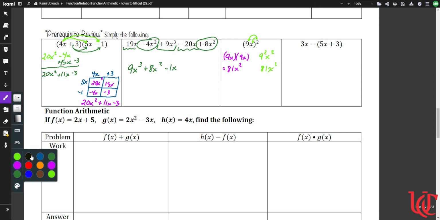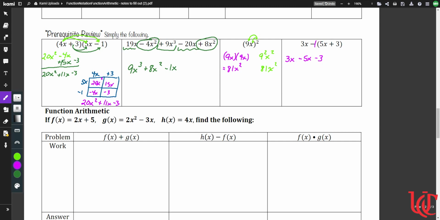All right, looking at the next one, there is this negative sign that will change all the signs of everything that follows it in that parentheses, or you can put in your negative 1 and distribute that negative 1 to every single term. Either way is your choice, but we got to get rid of those parentheses. So first thing we're going to get is 3x. And then negative 1 times 5x is negative 5x, or think changing the signs. And negative 1 times positive 3 is negative 3.